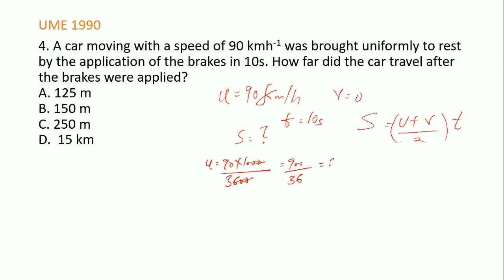So U is equal to 25 meters per second. Okay, so I can now substitute. S will be equal to (25 plus V, 0) divided by 2 times 10. Then I will be having 25 times 10, which will be 250, divided by 2, that will be 125 meters, which will be option A.